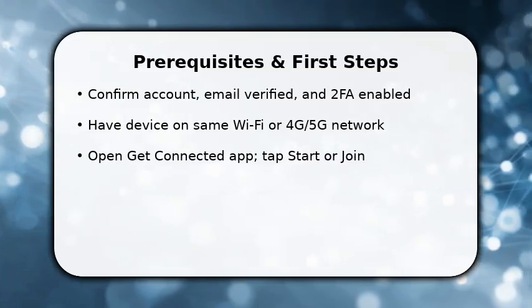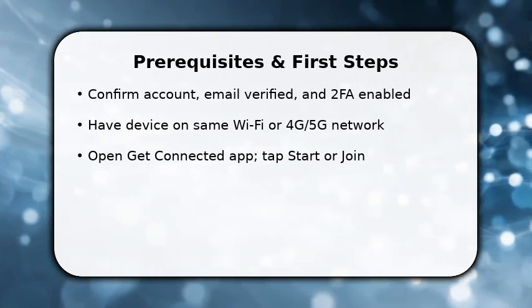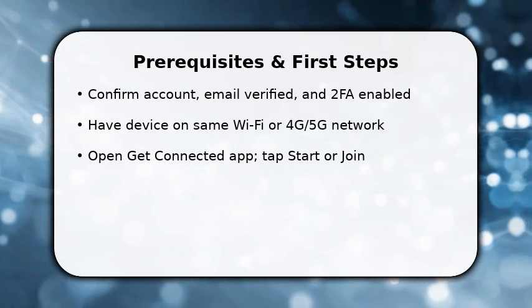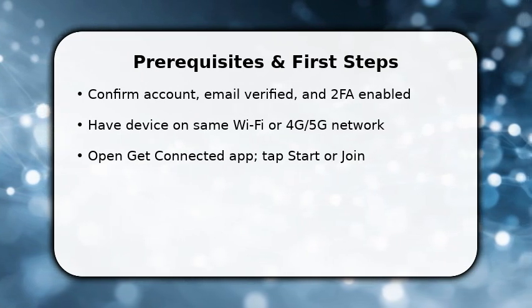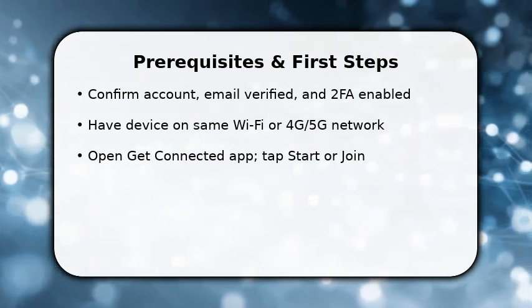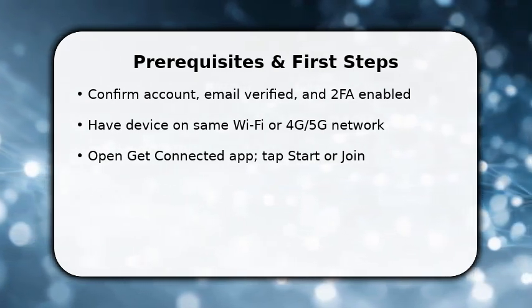You already have the essentials: a verified account and an active connection. Now open Get Connected and tap Start. You'll be prompted to allow location and network access. Grant those so the app can discover peers. Once done, choose Host or Join. Pick Host to create a session, or Join to enter a code.